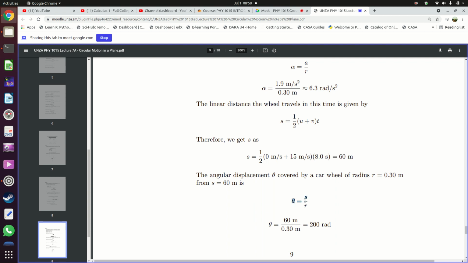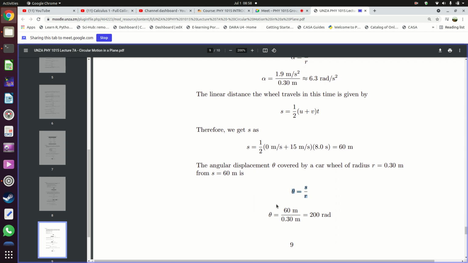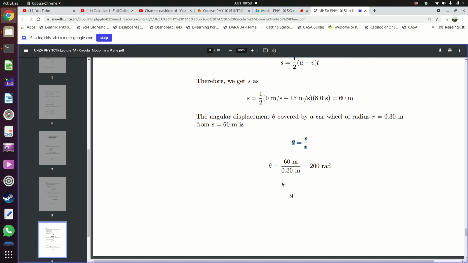This is one of the first formulas we came up with when we started out this topic. So you end up with theta equals 60 meters, which is the distance covered in a straight line, divided by 0.3 meters, which is the radius of the wheel. When you do this, you end up with an angular displacement theta equal to 200 radians.